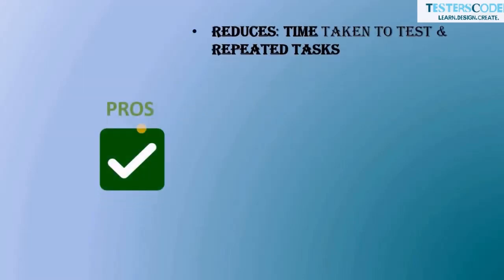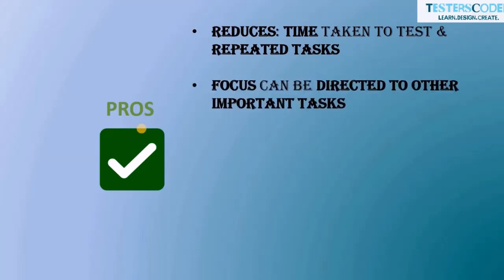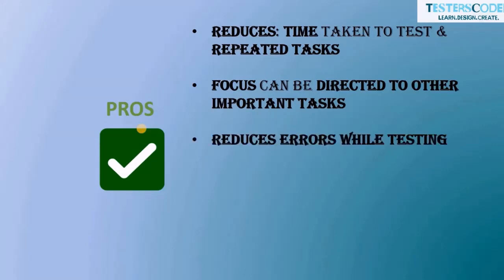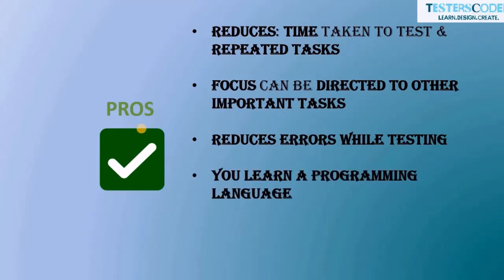Pros are: it reduces the time taken to test and perform repeated tasks. If you have a repeated set of tasks and you have already automated that, then you will be able to direct your focus to certain other important tasks. Now, when you're performing a test manually, automation basically helps you to reduce the human errors while testing. You need the support of a programming language while you're also performing automation.